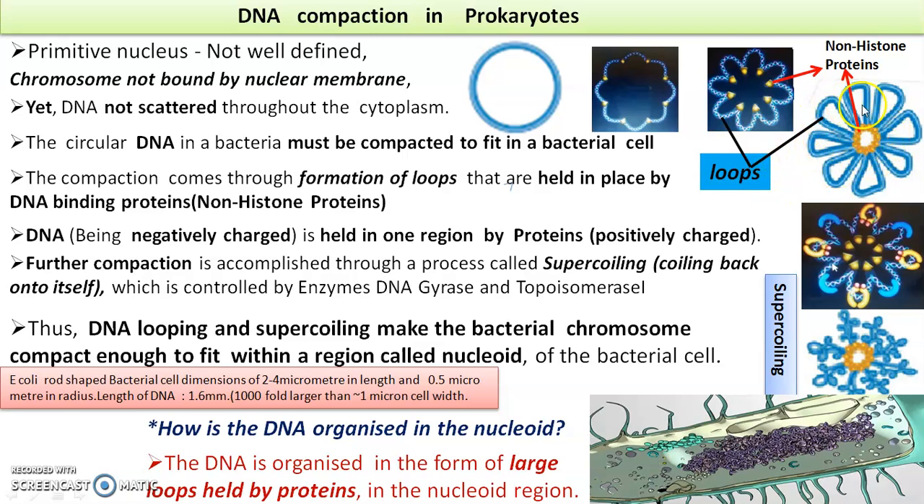But then this itself is not small enough now. It has to be further coiled. So the further coiling, we call it supercoiling. How is further compaction accomplished? It is accomplished through a process called supercoiling. That means coiling back on itself. And this is controlled by enzymes called gyrase and topoisomerase. These two enzymes, like here, these are the enzymes which are holding them, which are pinning them in place. So these enzymes cause further coiling, which is called supercoiling.